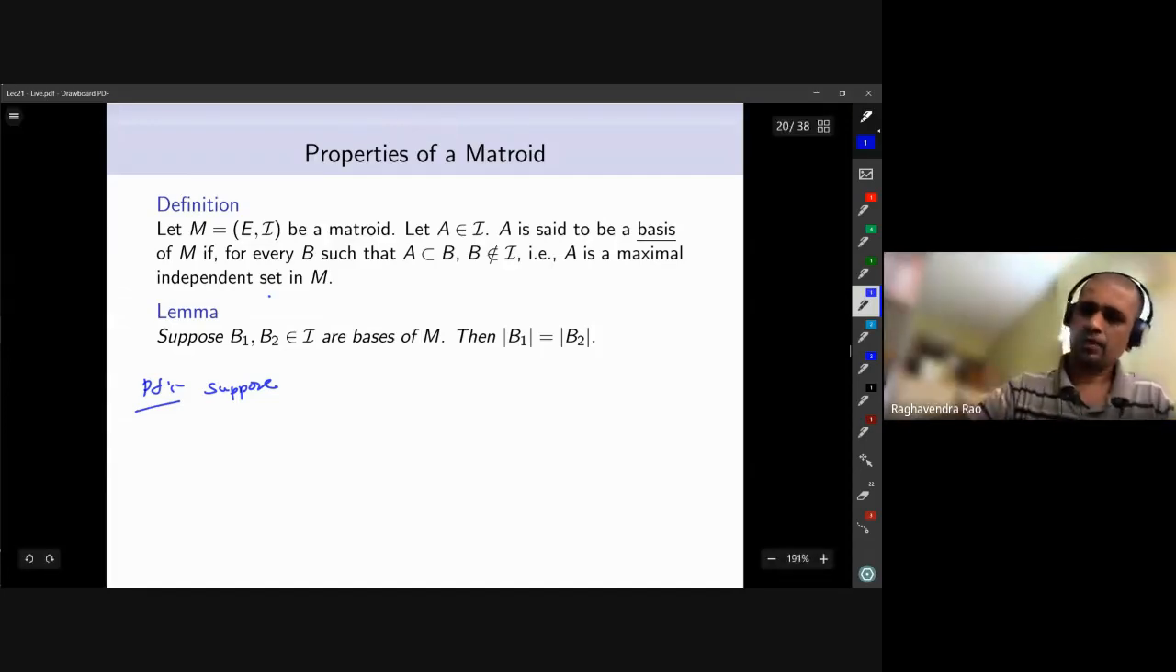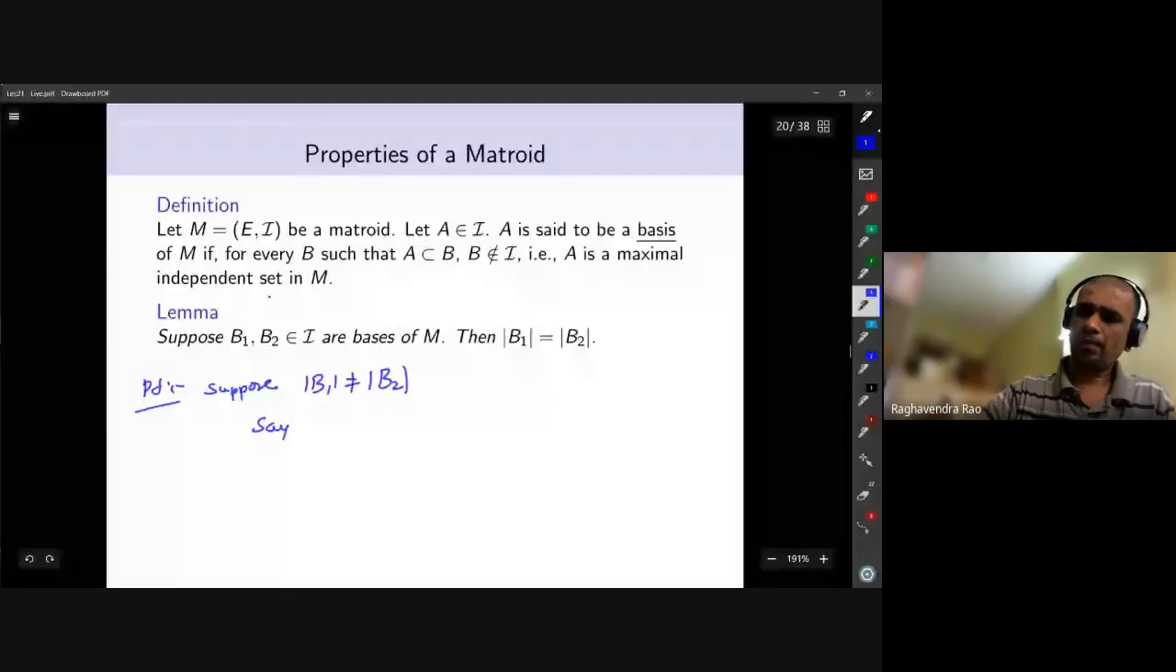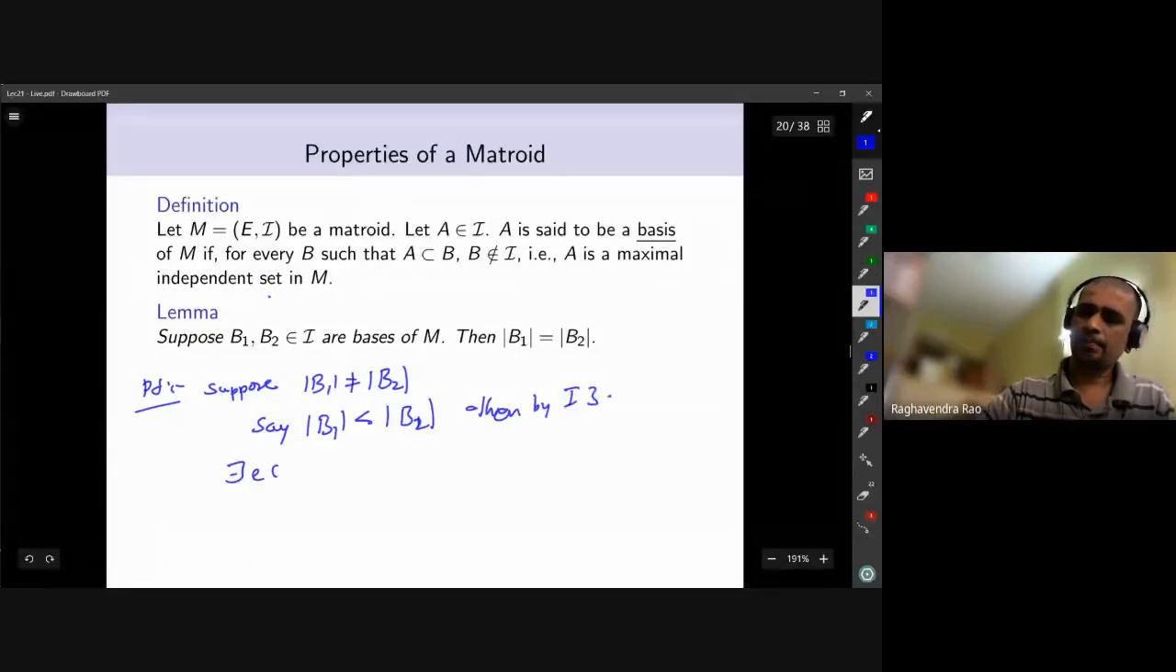Suppose the cardinality of B1 is not equal to the cardinality of B2. Since these are natural numbers, they should be comparable. So the cardinality of B1 is less than the cardinality of B2. Then by I3, there exists an E in B2 minus B1 such that B1 union E is also in I.